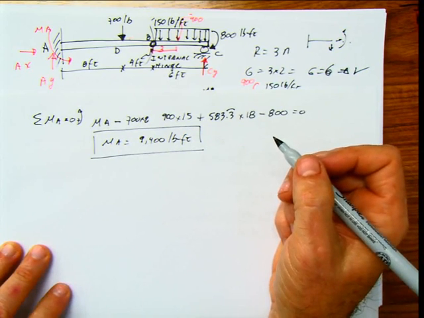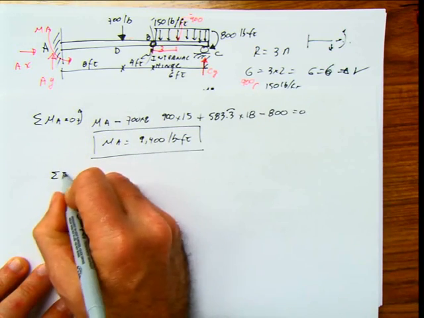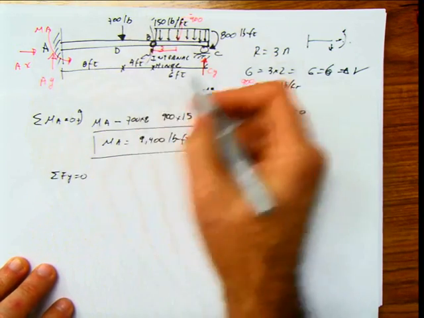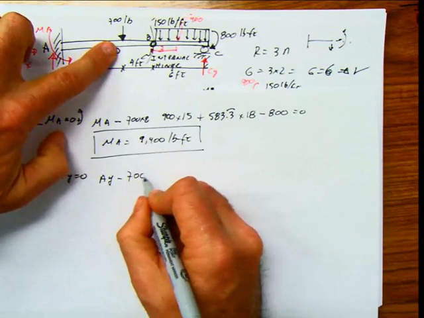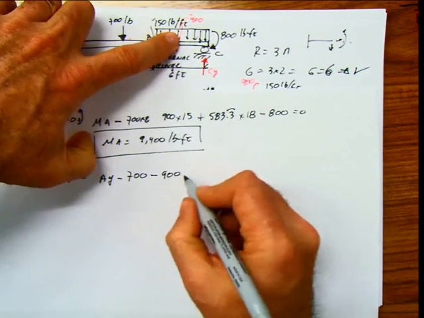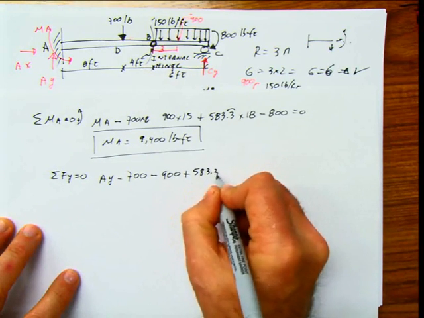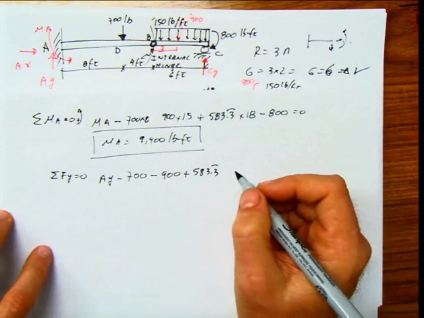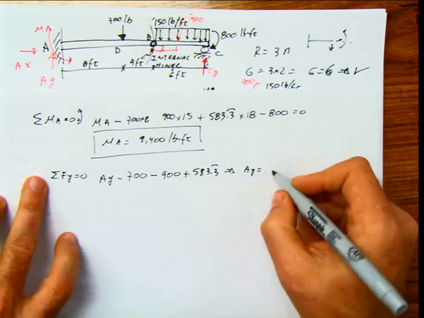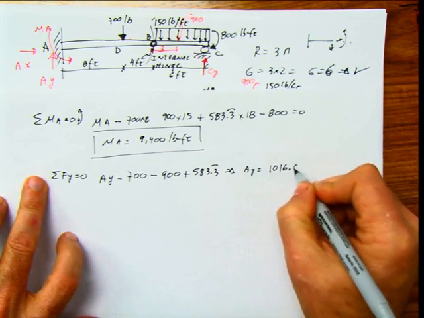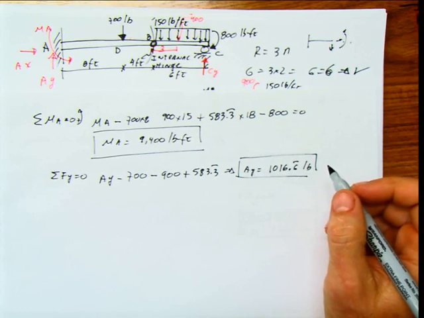And once I have that, or before I could do it also, I can solve for summation of forces in Y equals 0, and I can use the whole beam. So I'm going to have AY minus 700 minus 900 plus the value of Cy, which we calculated as 583.3 periodic, and in that way we can solve for AY, and AY is going to be equal to 1016.6 pounds.